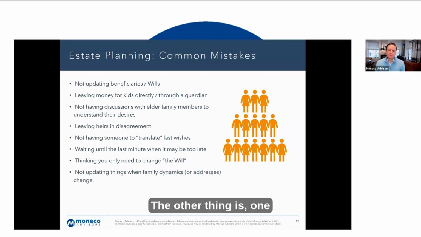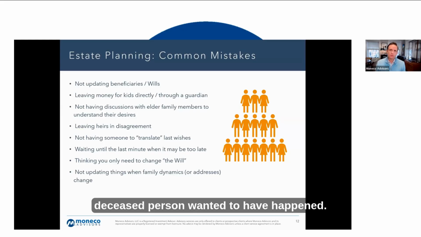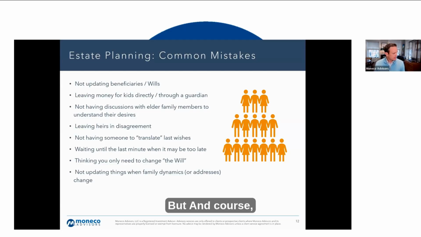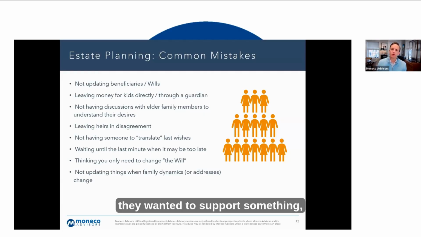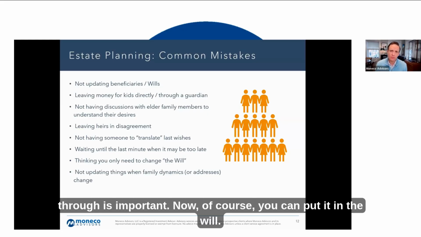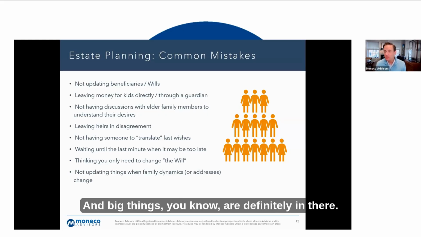The other thing is, one of the things that I see quite a bit is confusion over what would the deceased person have wanted to have happen. So we put it on here as translate last wishes. It's really, if somebody wanted to support something, having that knowledge of what they wanted or what they intended carry through is important. Now, of course, you can put it in the will. Of course, you can put it in documents, and big things are definitely in there.